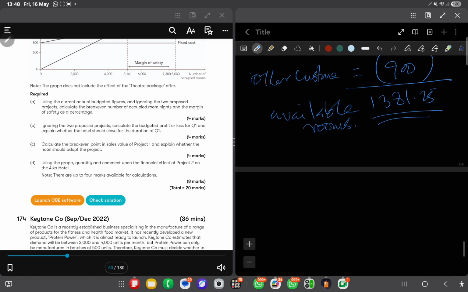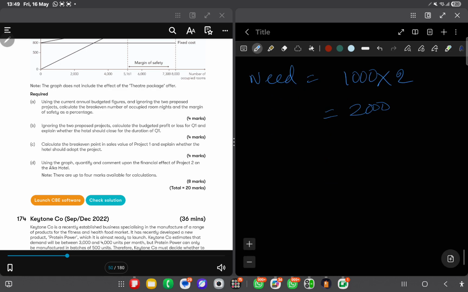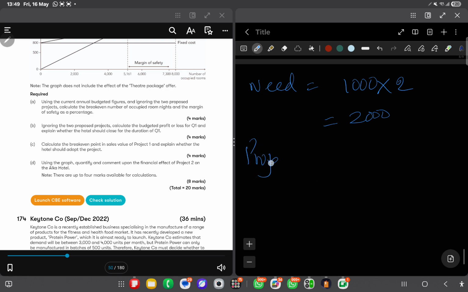However, how much do we need? The break-even point is 1,000 rooms, but it's for 2 days. So we need in total 2,000 rooms for the quarter. So when I need 2,000 rooms and I have only 1,381, this project 1 is not feasible.